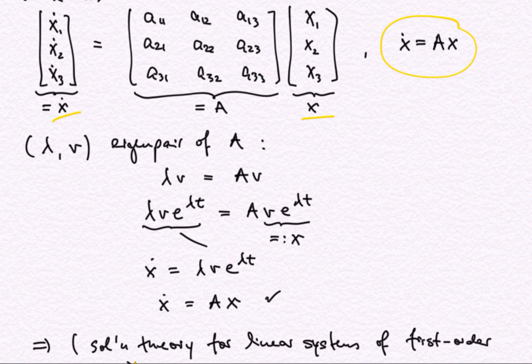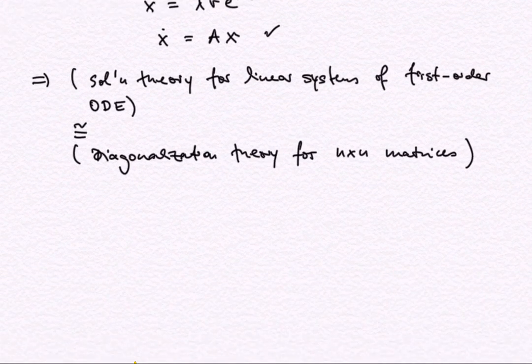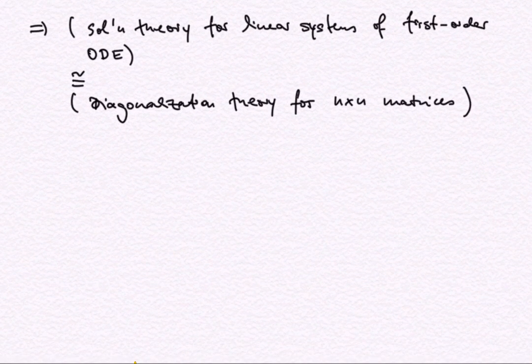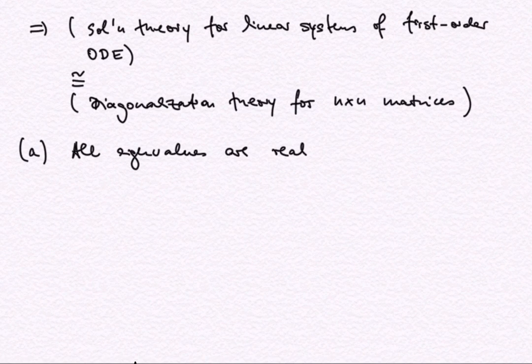So I'm going to look at one case where we have all distinct real eigenvalues. I'm going to look at a case where we have repeated eigenvalues. I'm going to look at a case where we have complex eigenvalues. Yeah? So let's say that we begin with the case where all eigenvalues are real and distinct.